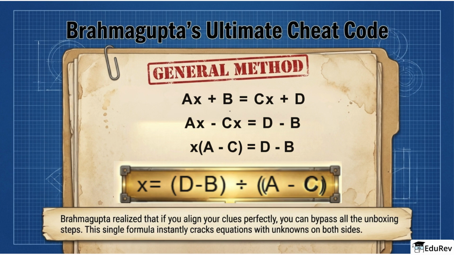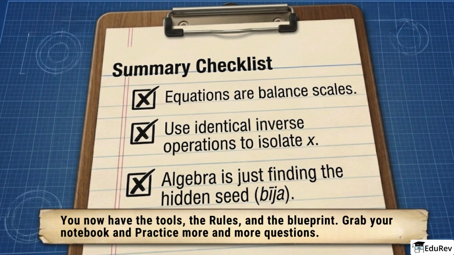This is known as Brahmagupta's formula, which gives an idea that if you align the clues properly, the answer appears directly. Now let's wrap everything up. The checklist is simple. Equations are like balance scales. Use inverse operations to isolate the variable. And remember that algebra is really about finding the hidden value. So now you have the tools, the rules, and the blueprint. All that is left is practice.